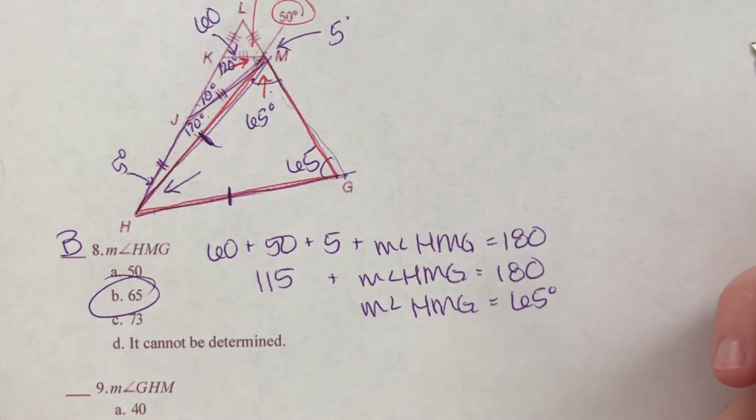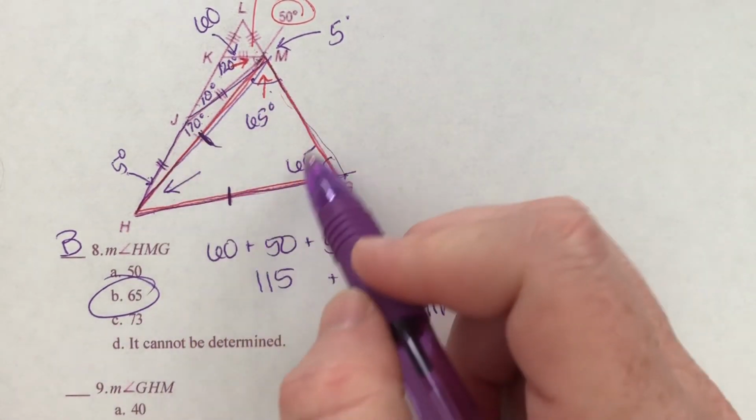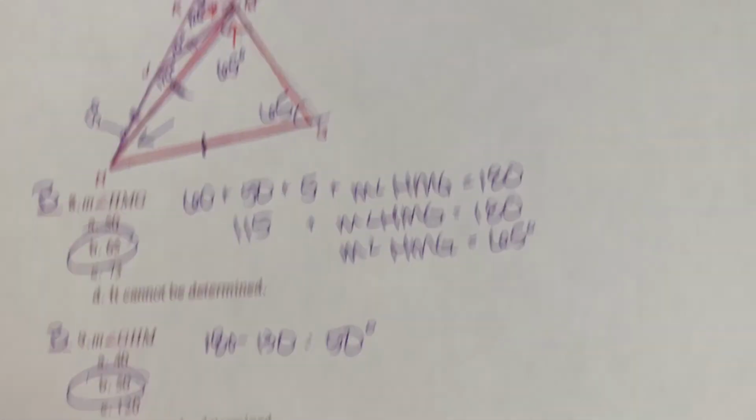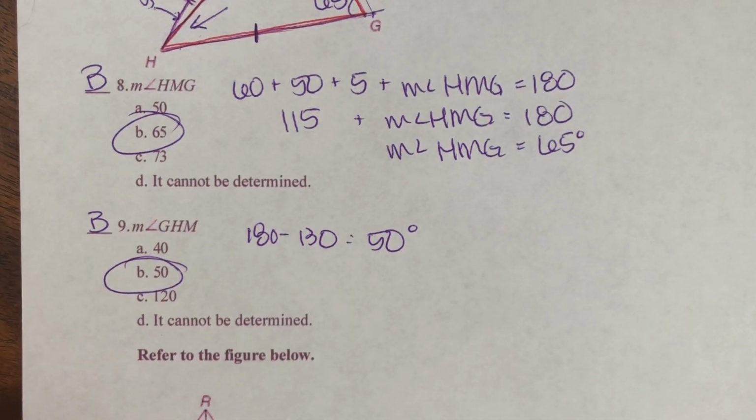So if these are both 65, now I'm looking for this angle. 65 and 65 is 130. All three have to add up to 180. So 180 minus 130 equals 50 degrees. B. Sorry, I didn't realize you couldn't see that.